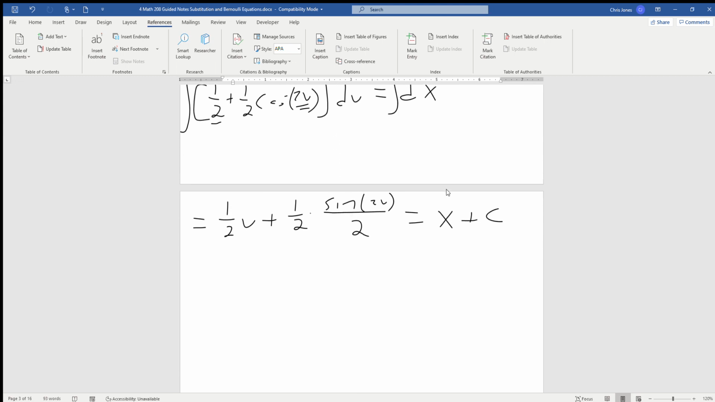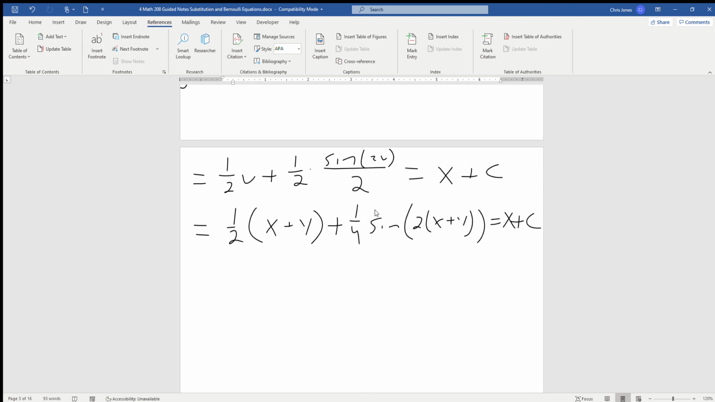We're going to back substitute now, and remember v was equal to x plus y, so this is 1/2 quantity x plus y plus 1/4 sine of 2 times the quantity x plus y is equal to x plus c. At this point, I don't think it's possible for us to even try to solve for y because of this sine. We would have to do an arcsine, but we'd also have this y to worry about. So at this point, we could leave it as such. If you wanted to distribute the 1/2, that's perfectly fine as well. But let's just leave it in this form.